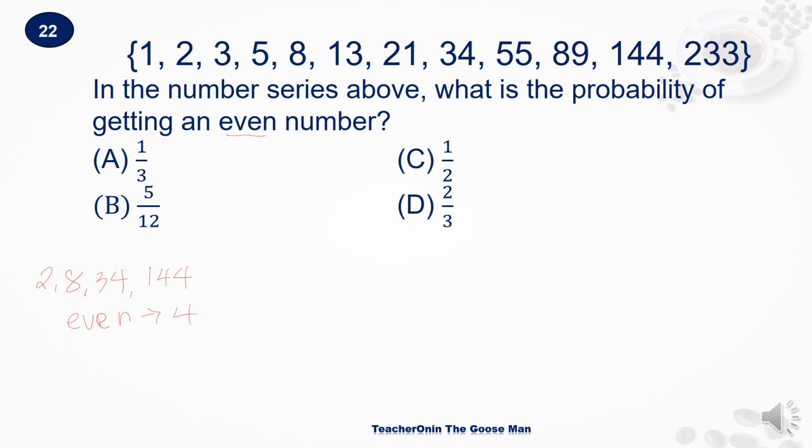Next. Pag kinukuha natin yung probability, we would like to find out the total sample space. So, ilan yung lahat ng numbers natin? The total numbers is actually 12. So, this is your total. Now, to get the probability, it is even out of your total. So, there are 4 even numbers out of 12. But take note that I can still reduce this by dividing both the numerator and denominator by 4. So, we have 1 over 3. So, the correct answer is letter A.